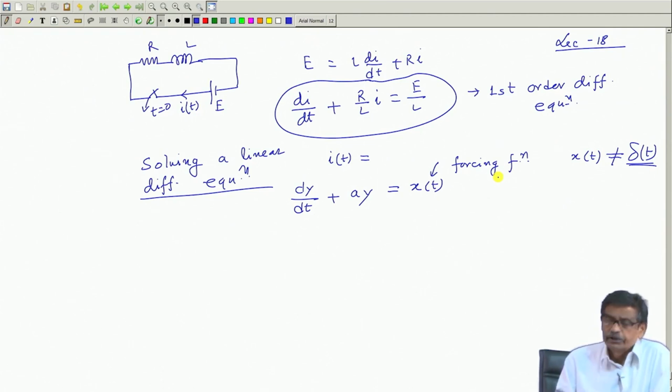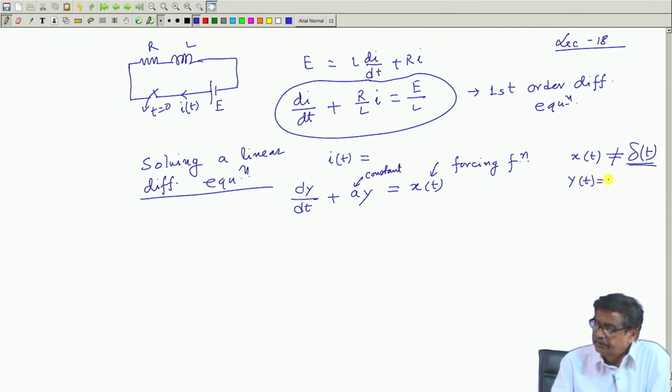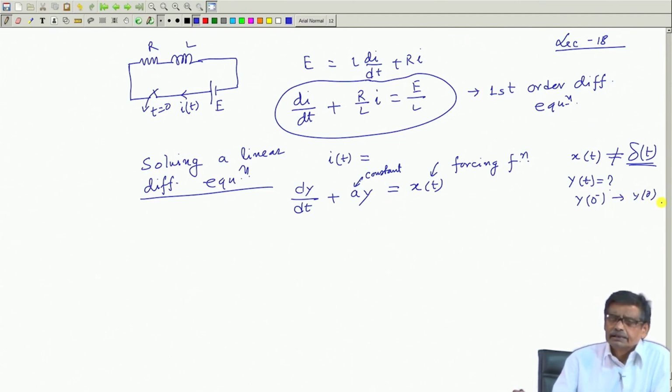Now, what will be the solution of this? a is constant, and we are looking for the solution y(t). x(t) is given and some boundary condition is given. It is a first order differential equation, so one boundary condition will be needed, that is y(0) or y(0 minus), from which I will get y(0). Same, if it is inductor current, i(0 minus) is i(0 plus), similarly capacitor voltage. So, this is the statement of the problem.